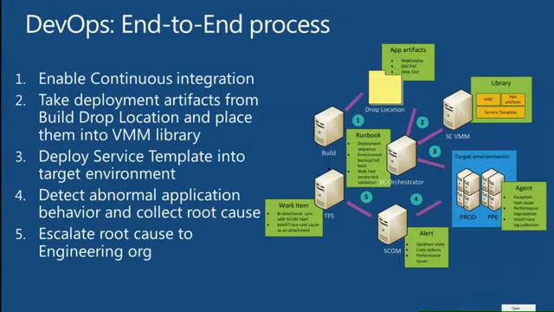So just to put it in one picture, what we've done: we first enabled continuous integration inside Visual Studio. Then we took deployment artifacts from dev and imported them into the VMM library. Third, we deployed the service template into the targeted environment. Fourth, we're able to detect abnormal application behavior and collect meaningful information. And fifth, we were able to escalate that problem into service engineering for problem management. That's essentially what we've done, end to end.